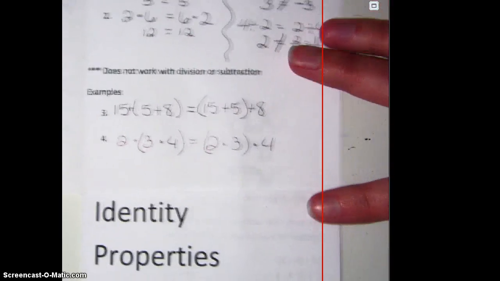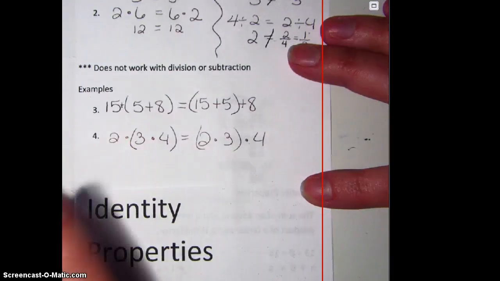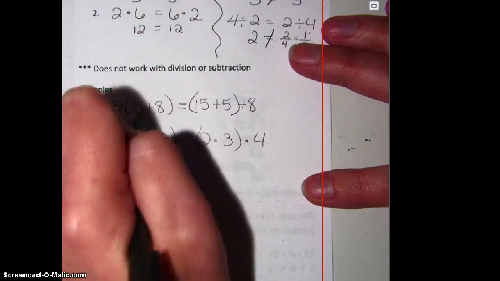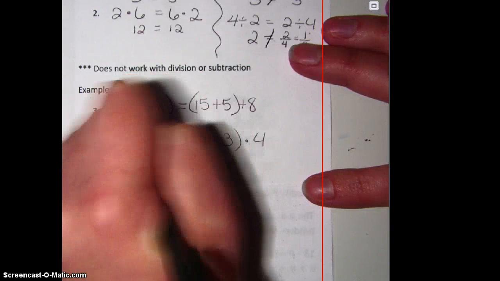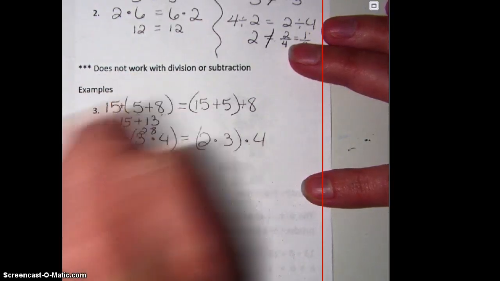Okay, so let's take a look at a few examples of that. I went ahead and wrote down 2 examples for you to write down on your paper. Go ahead and pause if you need to so you can write everything down. Alright, let's get started. So the parentheses tell me that I need to add these 2 first. 5 plus 8 is 13 plus 15 gives me 28.